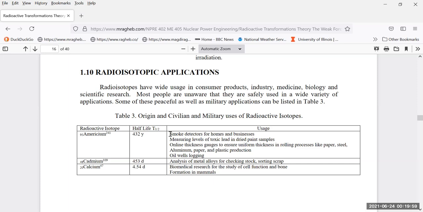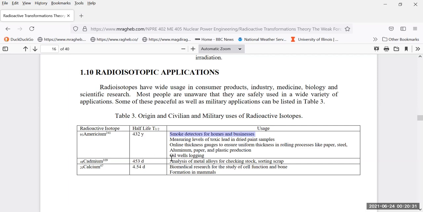You will be astonished to know that this is used in smoke detectors for homes and businesses. And it emits an alpha particle. As the alpha particle is being emitted, a circuit in the smoke detector is active. If smoke occurs, it closes the circuit, it shorts it, and then you hear the alarm, and that has saved hundreds of thousands of lives in general.